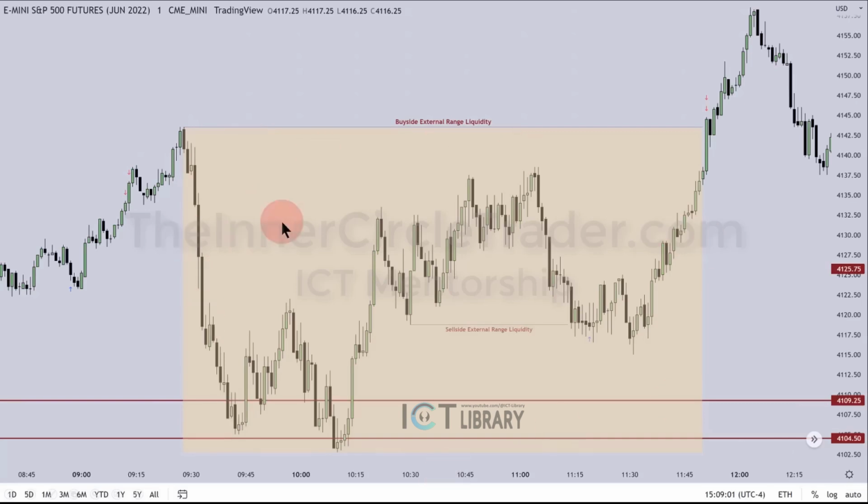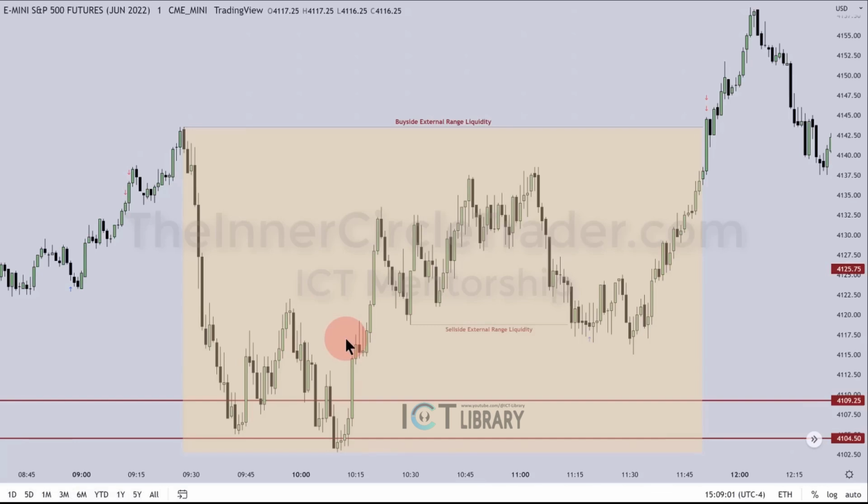Within this larger shaded area, there was this dealing range here. There's a dealing range right in here. And even on a smaller time frame, you can see a small little dealing range right there. All of these things fit together like a puzzle.